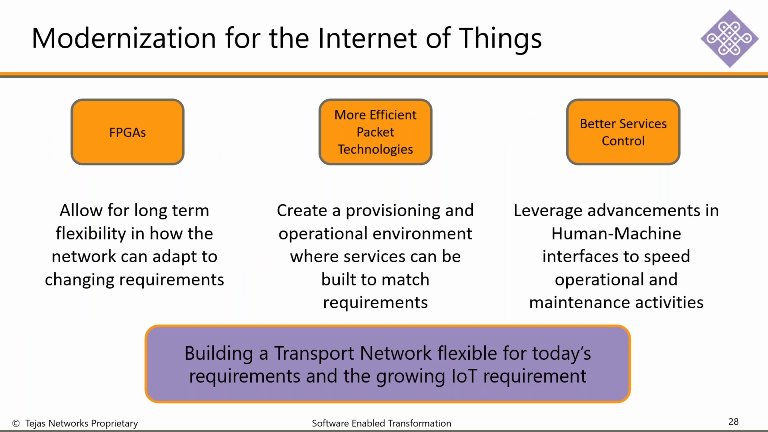So the modernization of Internet of Things is going to affect us in a lot of ways. We've already talked about FPGAs and the ability to adapt to changing requirements. Going forward here for a little bit, we're going to talk about more efficient packet technologies and better service controls. The more efficient packet technologies would help in provisioning and the operational environment, where the better service control would be the human-machine interfaces, right? Being able to control that data much faster.